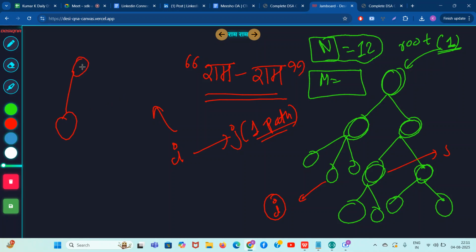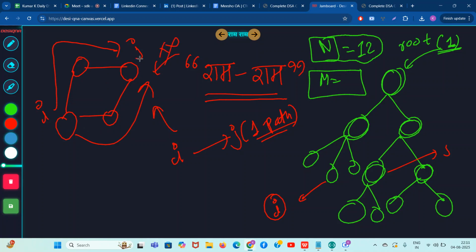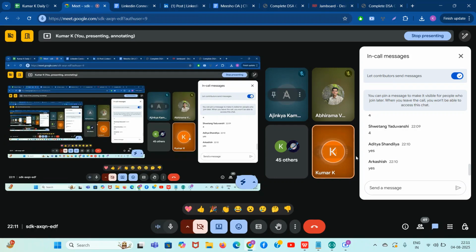For example, see, if this is I, this is J, there are two paths, right? You can go like this also and go like this also. But this is not a tree. A tree cannot have four nodes and four edges. A tree will look something like this. See, so if this is I and this is J, there will only be one path. If there are two paths, it means there is a cycle. It's not a tree. Okay.